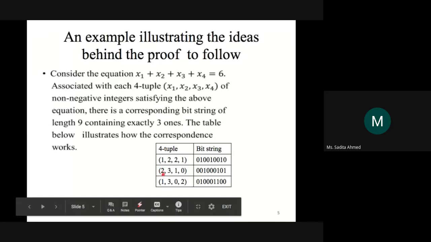In order to represent x1 is equal to 2, we will use 2 zeros. We'll represent that using 2 zeros. Then before moving on to the next value, another partition using 1. And then x2 is equal to 3. Since x2 is equal to 3, we will use 3 zeros this time. And then another partition. And then x3 is equal to 1. For that, a single 0.